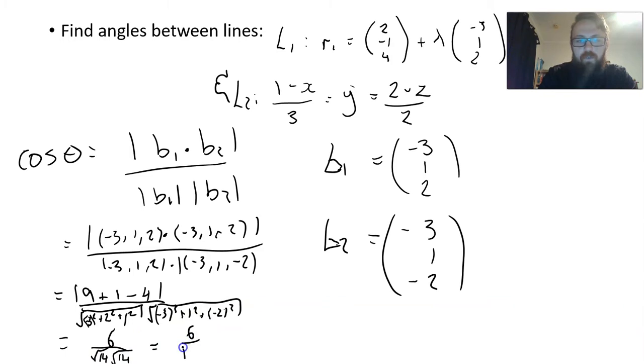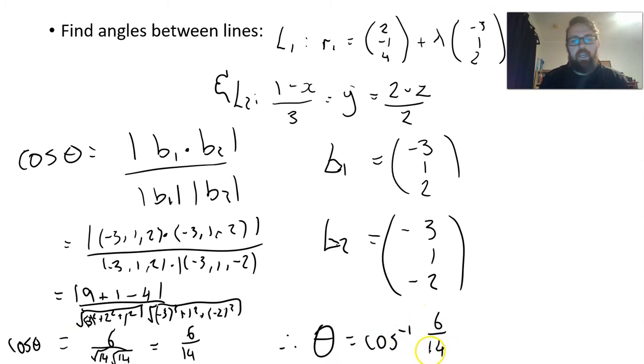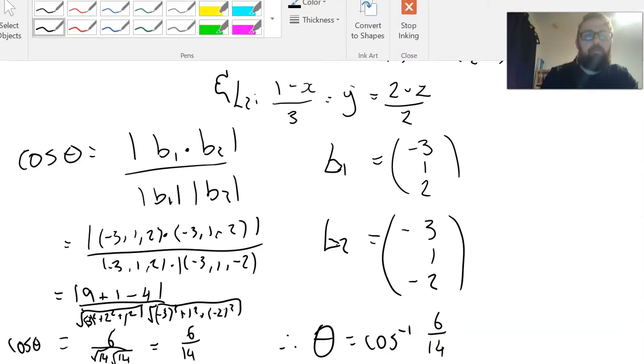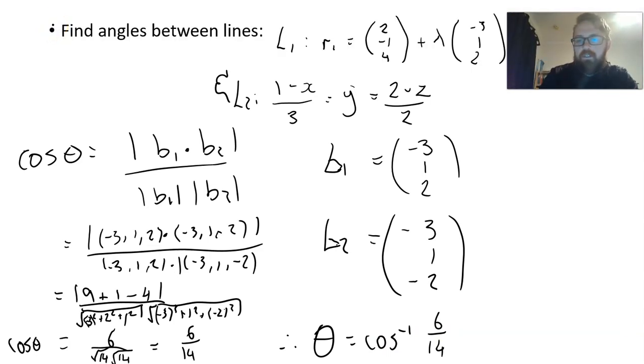Therefore, because this was equal to cosine theta, theta equals the inverse cosine of 6 over 14. And we can just put that into our calculator. And that equals 71.8 degrees. And that's how you find the angle between those two lines.